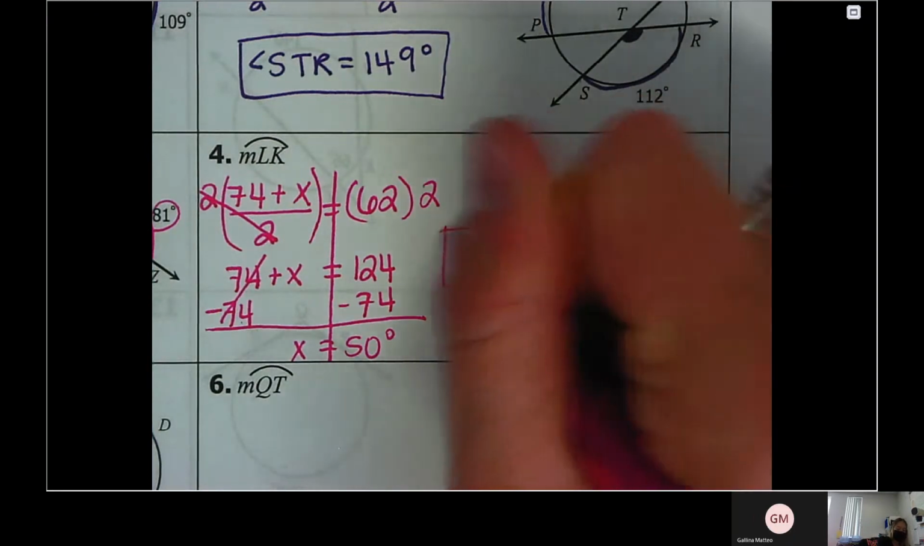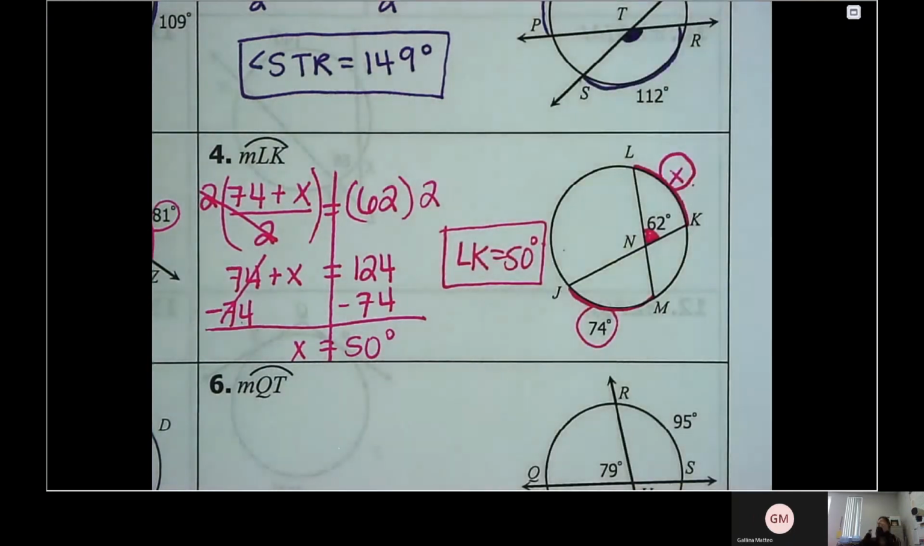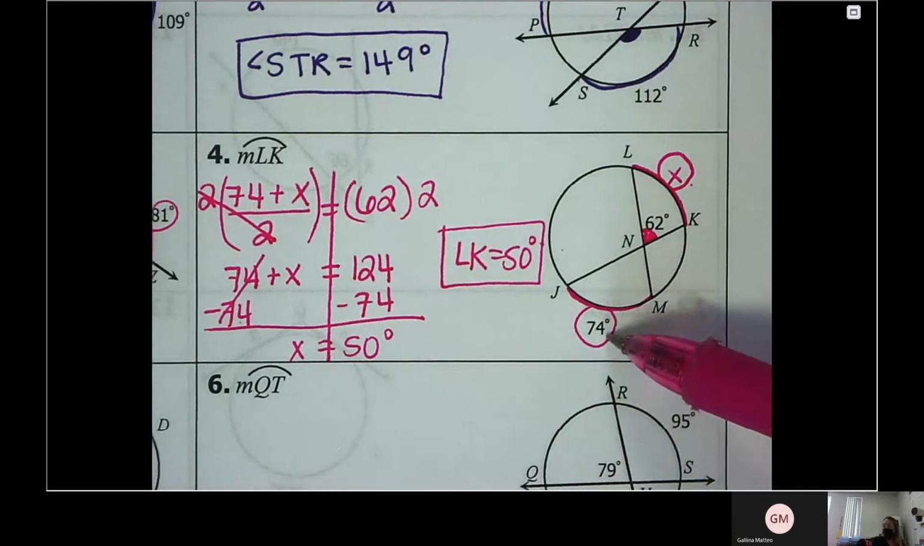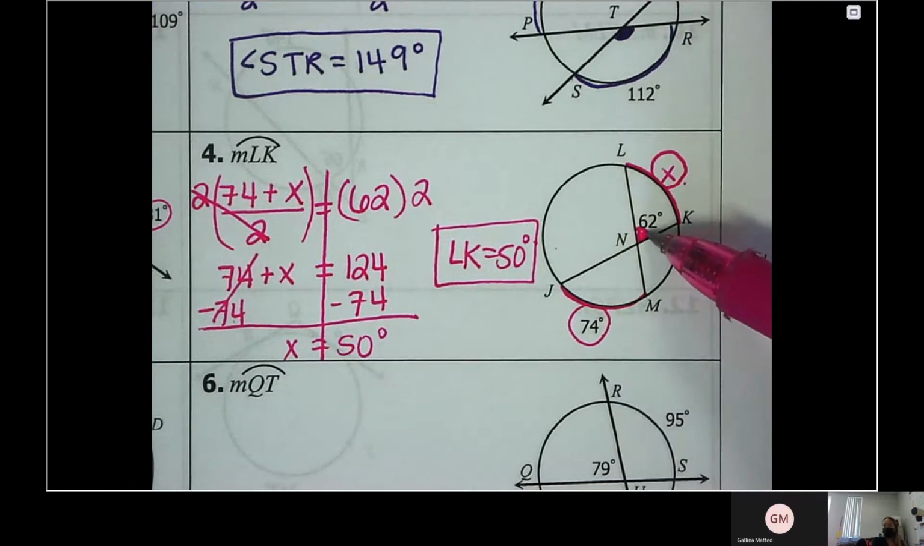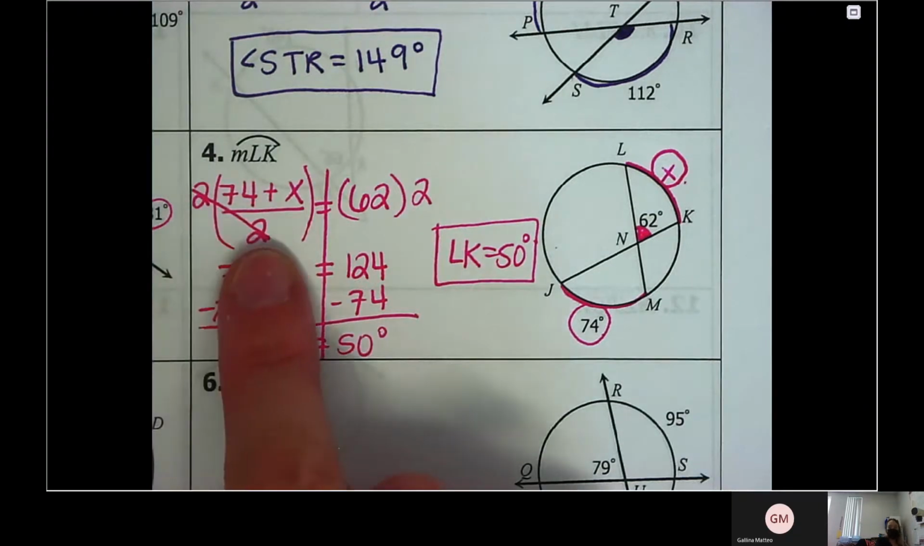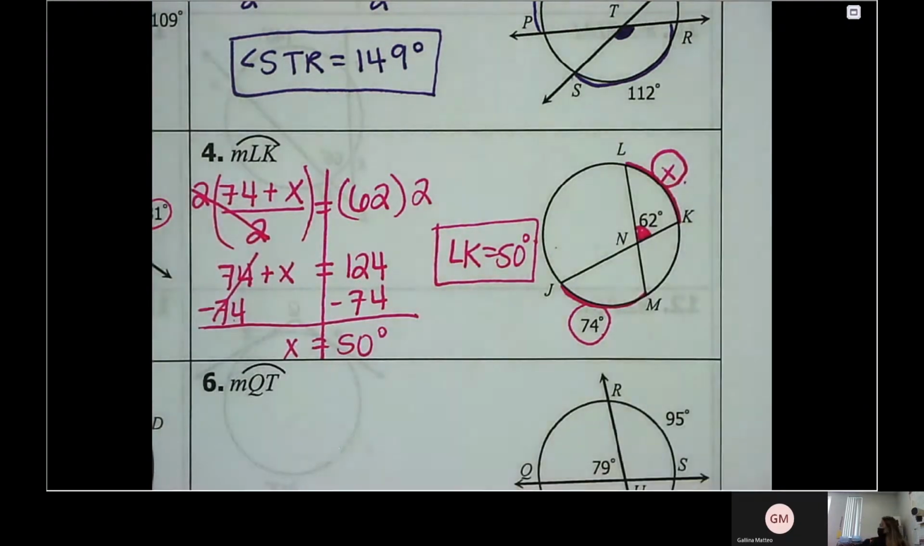How could I check my work to see if I was right? Plug it back in. So if I do 50 plus 74 divided by 2, what number should I get? 62, right in the center. Yes. So if you're ever not sure, plug it in. Additionally, if it's a multiple choice question and you didn't know how to do this piece over here, they give you a choice, just plug it in. See if it comes out to be the right number. Right? That's one of your strategies, is just plug the numbers in that they give you.